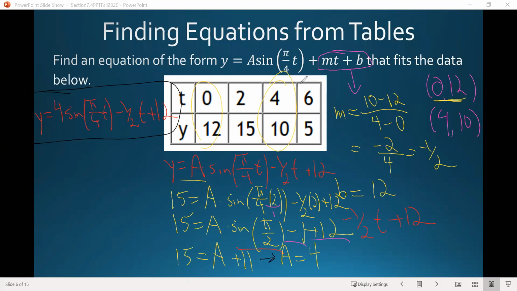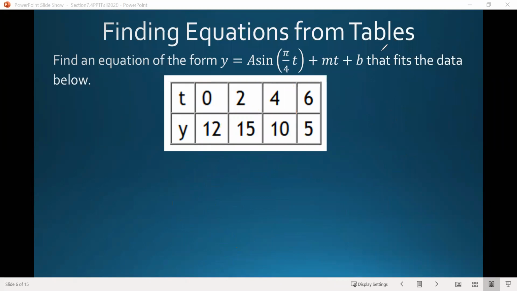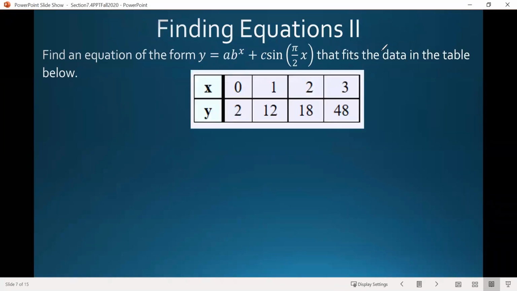Cool. Let's take a look at another one like this. All right, so now we have to find an equation in the form y equals a times b to the x plus c times sine of pi over 2 x that fits the data in the table below. And so this time we're working with an exponential midline. And we need to find the values for a, b, and c here.